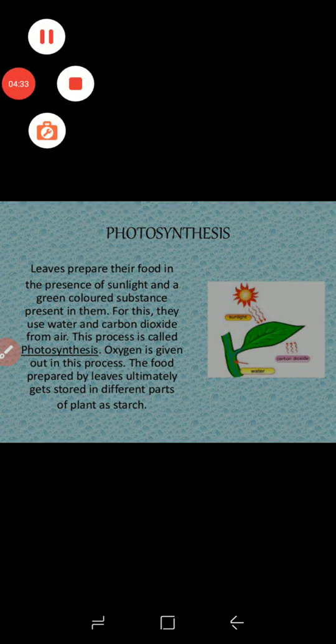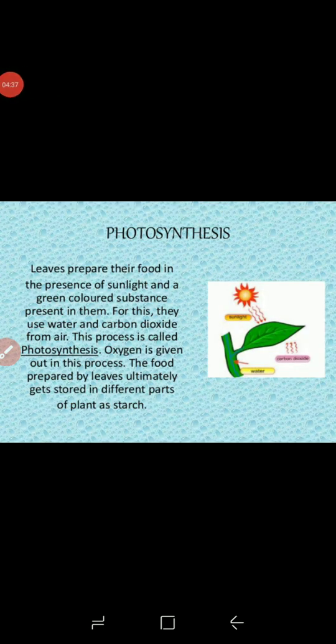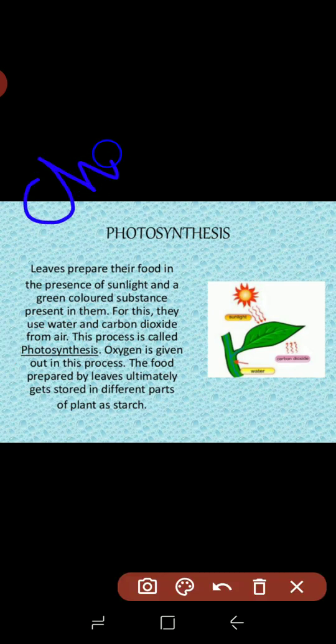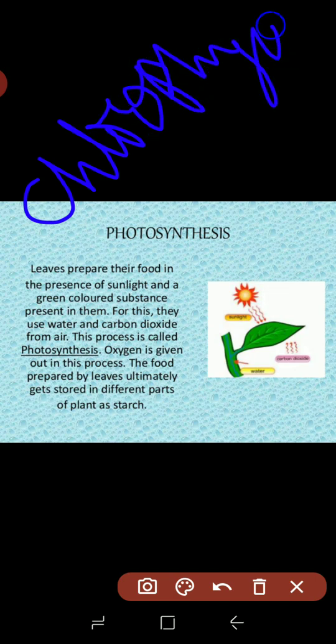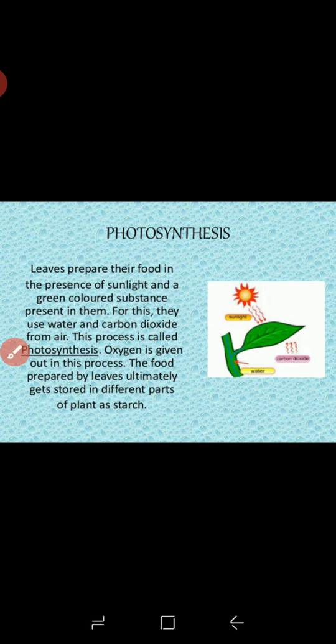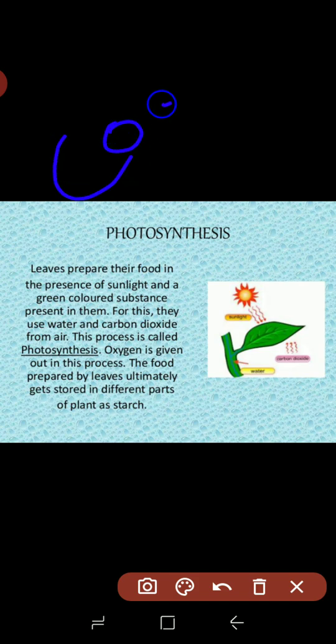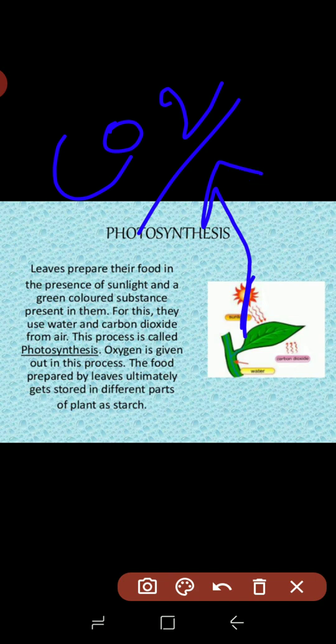Now we have also seen about photosynthesis. So leaves prepare their food in the presence of sunlight and a green colored substance present in them, that is nothing but the chlorophyll. Okay, that is the green color pigment. For this they use water and carbon dioxide. They use carbon dioxide from the air and water from the earth.